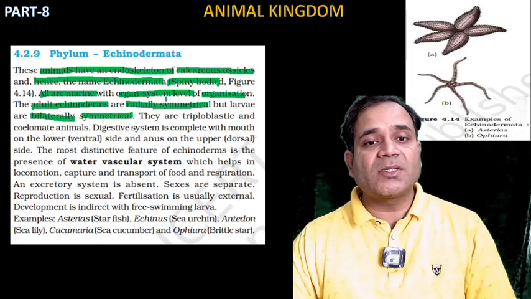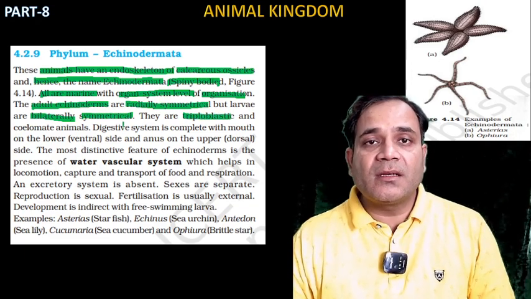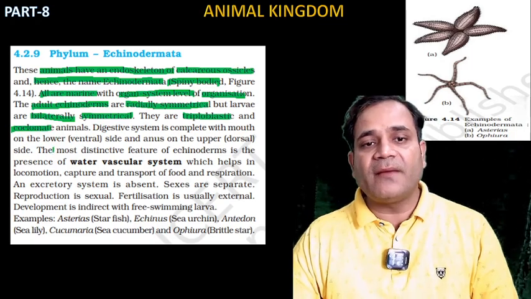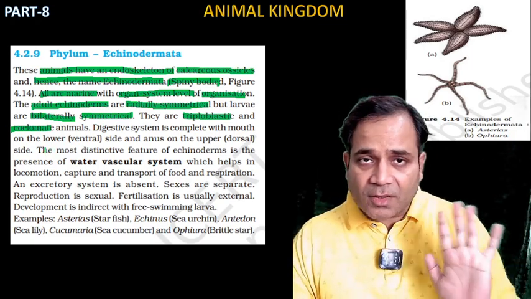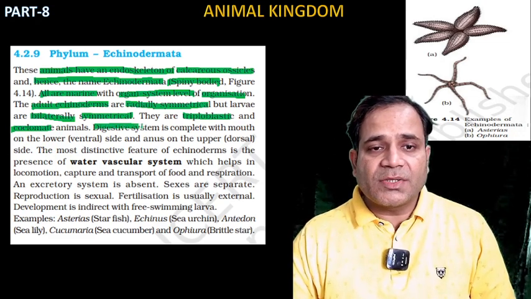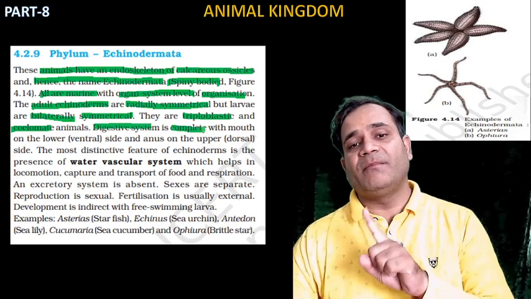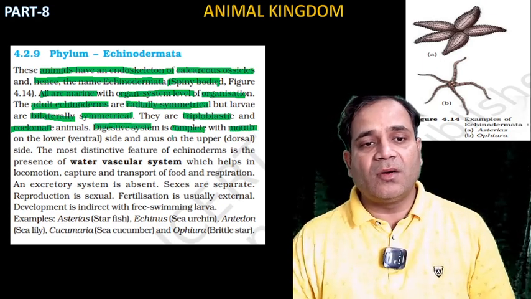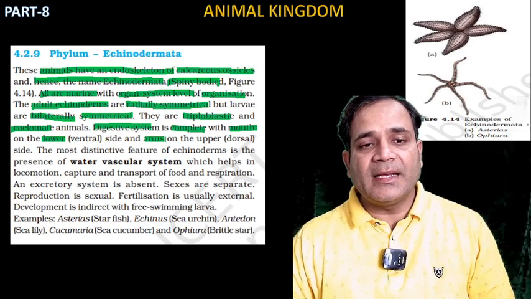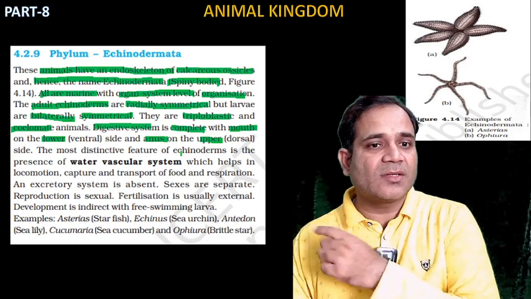If anybody asks you about the germ layer, then you say triploblastic. If anybody asks you about the coelom, then you say coelomate animal. They have a body cavity. Right? These all are the general characteristics. Now, about the digestive system, it is complete, with the mouth on the lower ventral side and the anus on the upper dorsal side.